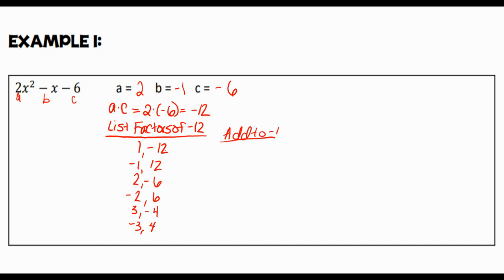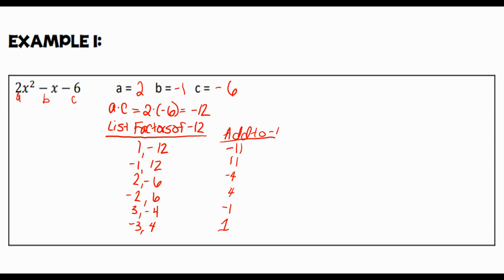So if I add these two numbers together, 1 plus -12 gives me -11. -1 plus +12 is +11. 2 plus -6 gives me -4. -2 and 6 gives me +4. 3 and -4 give me -1. Ding, ding, ding, ding. We found it. So let's keep going. And -3 plus 4 is +1.